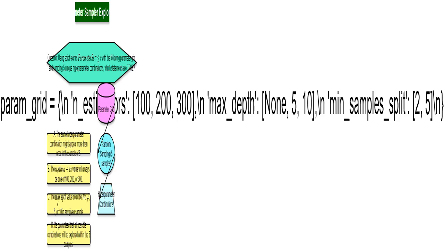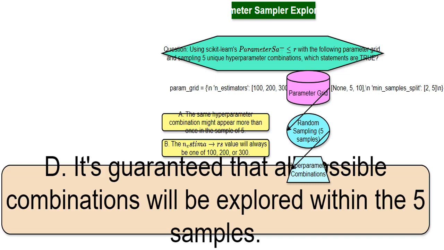This defines the possible hyperparameter values. I have 3 choices for n_estimators, 3 for max_depth, and 2 for min_samples_split. This is the set of all possible hyperparameter combinations I can create using the values defined above. It's a set of options for the random forest classifier.